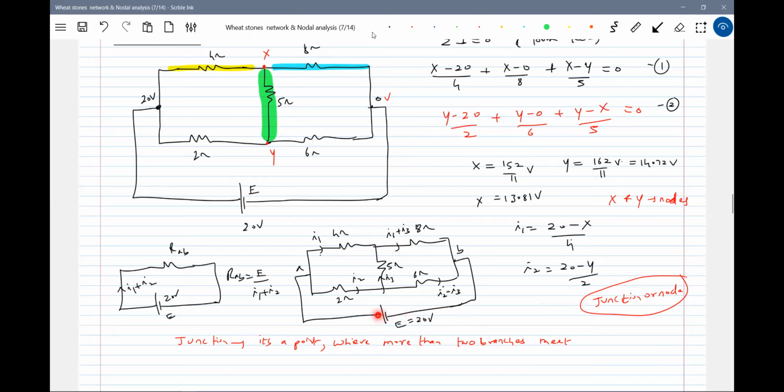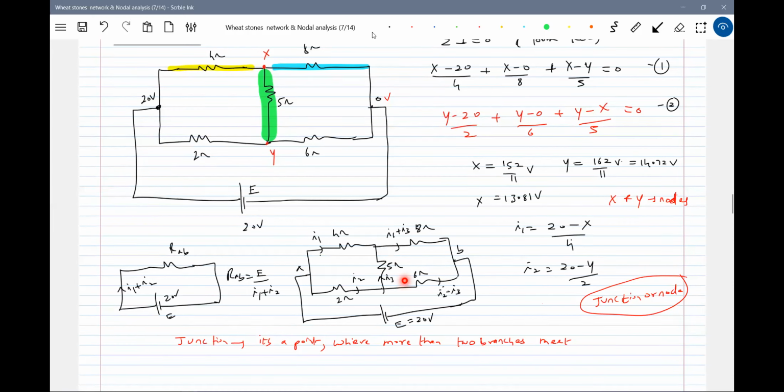How much current leaves the positive terminal, that much current should enter the negative terminal, because charge should be conserved. Charge of a cell must be conserved, because what is current? Current is nothing but the rate of flow of charge. Okay, like this we divide the current. Now these currents are to be determined.